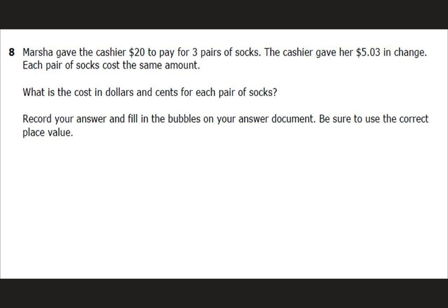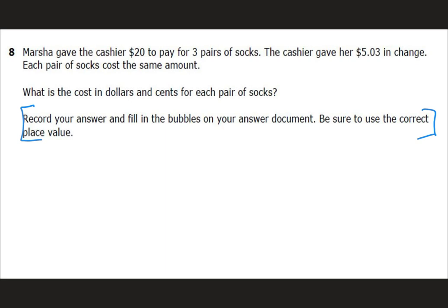Okay, so what this part means right here is you're going to actually type it in Eduphoria. So you're not going to fill in any bubbles. You're just going to type your answer into the little boxes. And they already have a decimal place in there, so you just need to make sure that you're putting your numbers in the correct spot. Okay, that's what that means. So there is not an A, B, C, D answer choice. You actually have to get the answer and put it in.